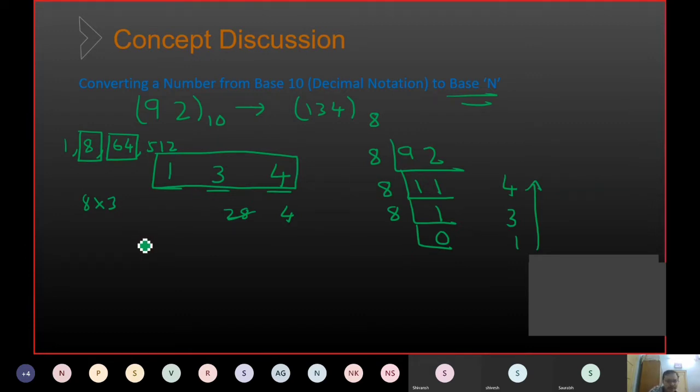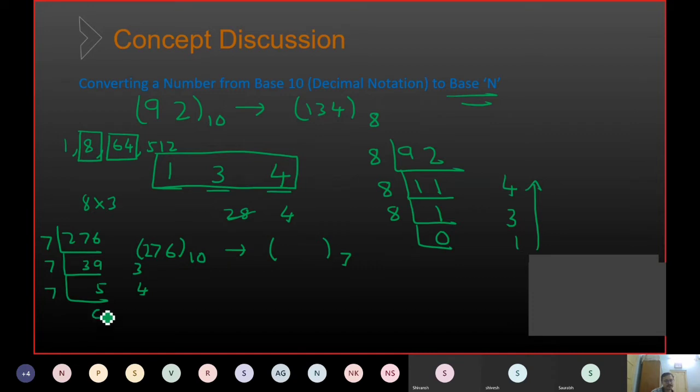Let's look at one more number. Let's take a larger number, 276 base 10. And let's say I want to convert it to base 7. So what do I do? I keep dividing 276 by 7. 276 by 7 is how much? 39, with a remainder of 3. Then again I divide by 7, I get 5, remainder 4. Again I divide by 7, quotient is 0, remainder is 5. So the number becomes 543 base 7.